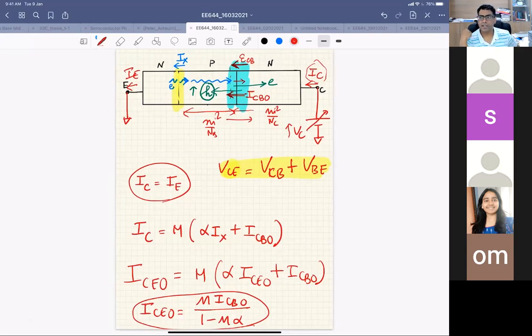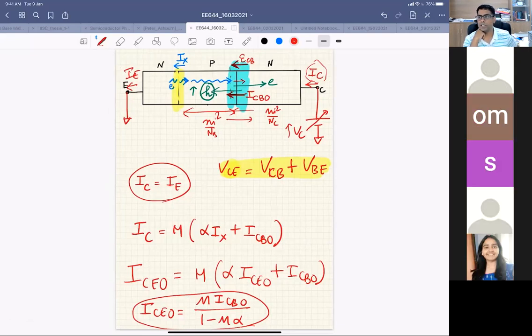Okay, is it clear, BVCBO and BVCEO, and how you have to choose BVCBO for the normal operation of the device? Is it clear for all of you? If not, last question.